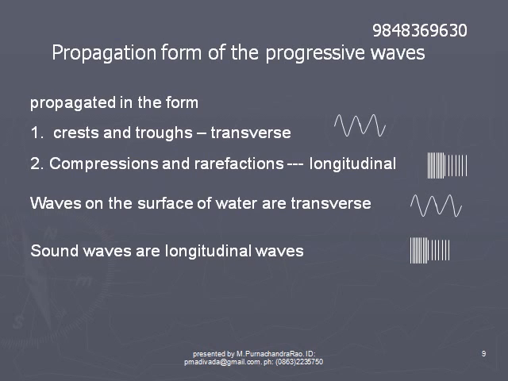Transverse waves can be noticed on the surface of water. When a stone is dropped on the surface of water, waves will spread on the surface. Here we notice the propagation of crests and troughs. So that is the propagation of a transverse wave. When we notice sound waves, the motion takes place in the form of compressions and rarefactions. So this is an example of the propagation of a longitudinal wave.